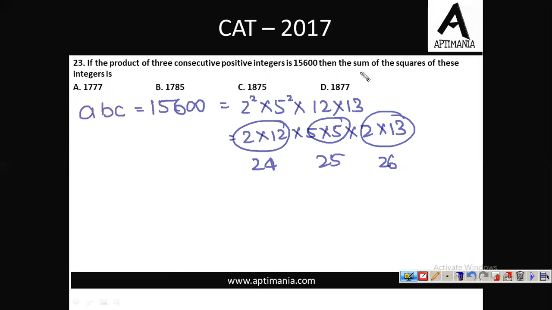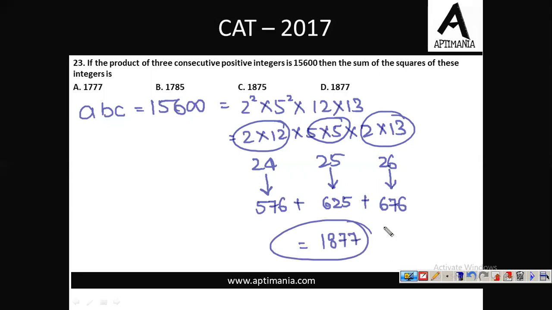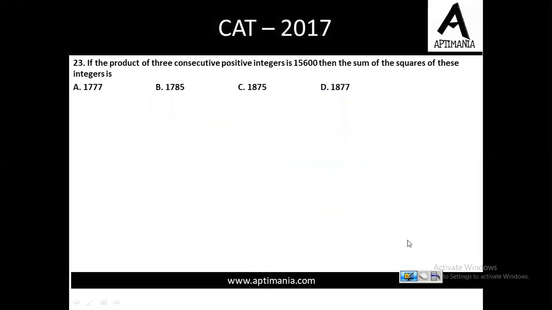What they have asked is the sum of the squares of these three integers. So we need to square them. 24 square will be 576, 25 square will be 625, and 26 square will be 676. And we need to tell them the sum. So we'll add the three values. We'll have the sum as 1877, which is the correct answer for question number 23. So for question number 23, the correct answer is option D. Let's go ahead to the next question.